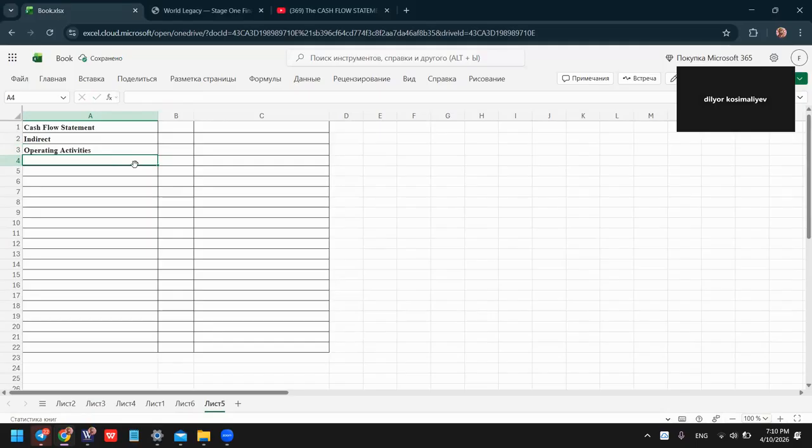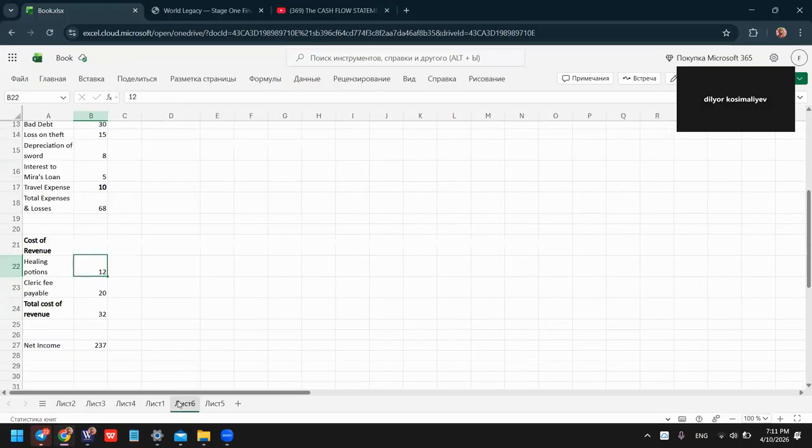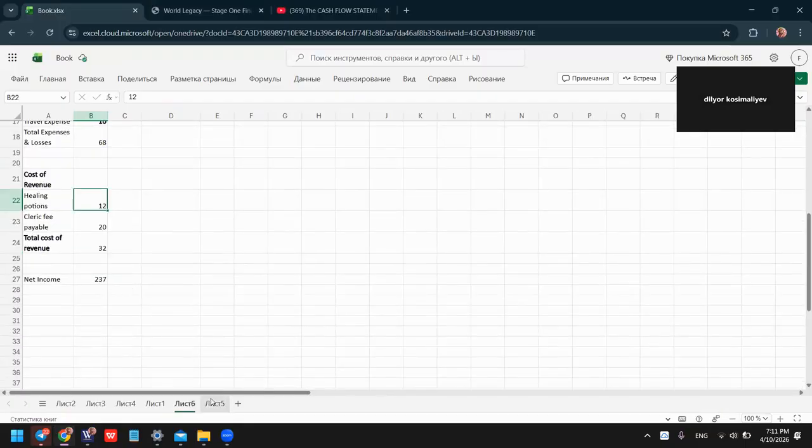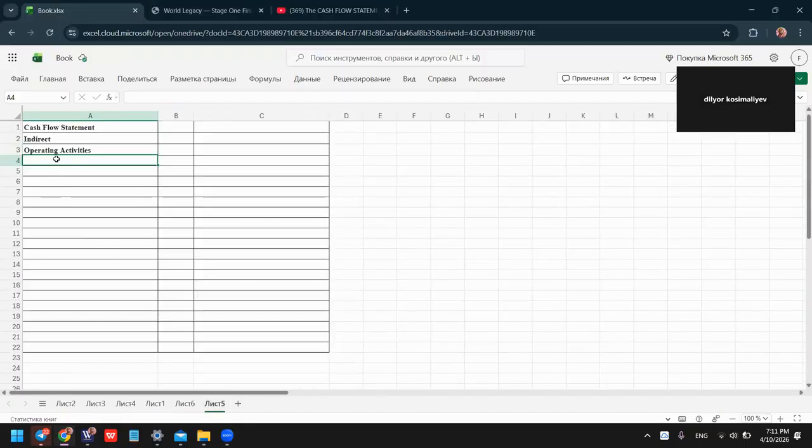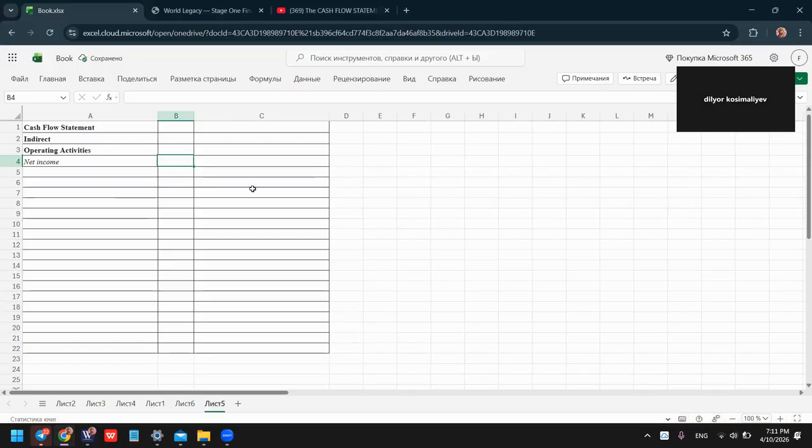Also, in the indirect method, we will be needing our net profit from the income statement, the net income, and in this period what we will be doing is adjusting our net income into cash flows.